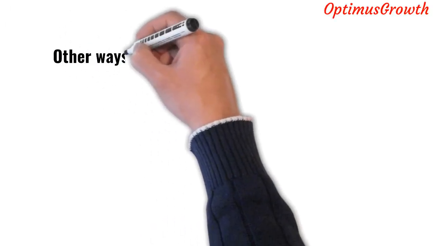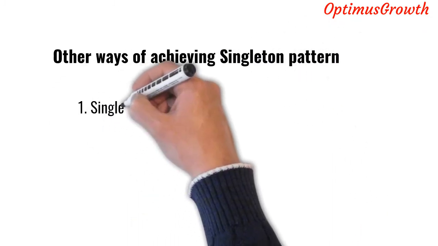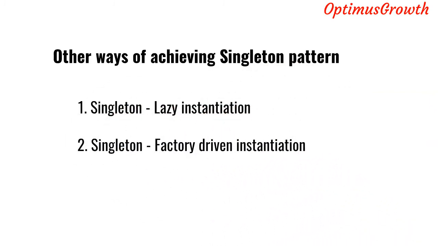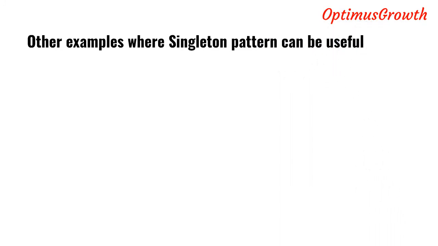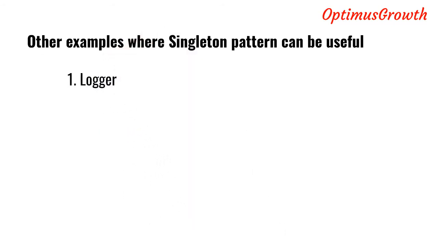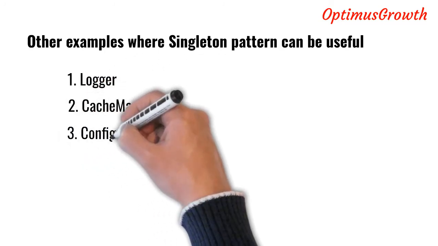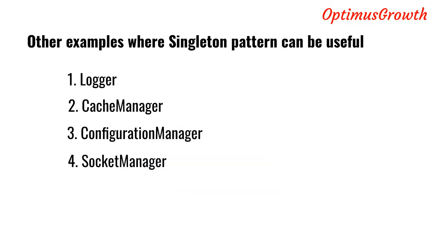Of course, there are different ways you will find on the online articles to achieve the singleton pattern. It could vary in C#, Java, or even in PHP. I would request all of you to deep dive into those articles separately. Now, before we end this topic, let's try to see what are the different examples where singleton pattern can be of great use. The first is logger, where your application wants to log data at different places. The second could be cache manager, the configuration manager, and the socket manager.